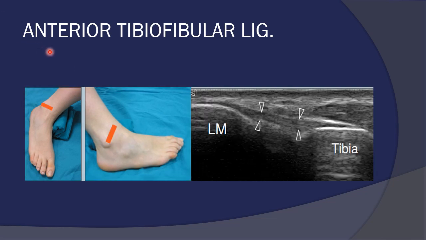Then we examine the anterior tibiofibular ligament. Starting from the same position where we examine the anterior talofibular ligament, we just tilt the head of the probe towards the tibia till we see the anterior tibiofibular ligament.